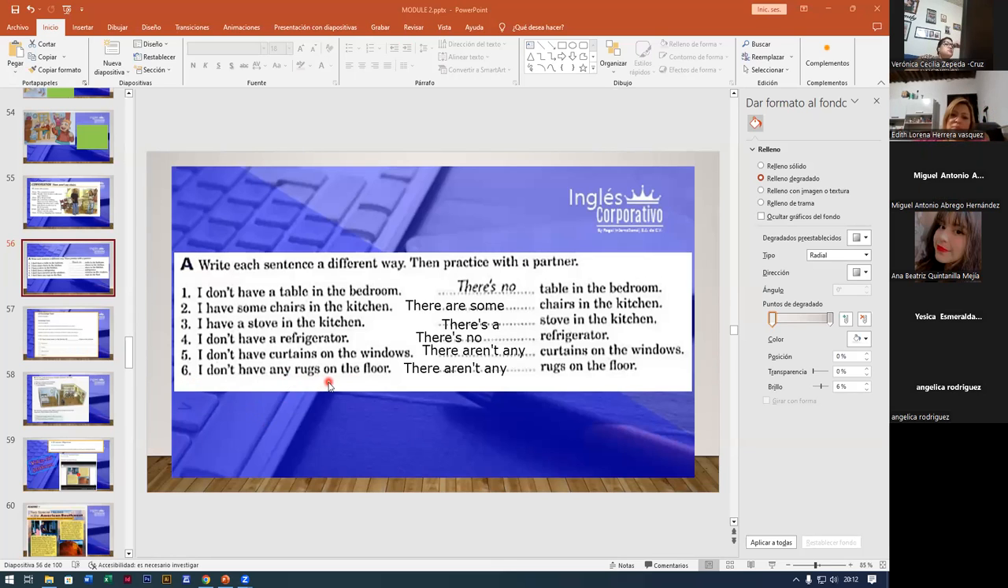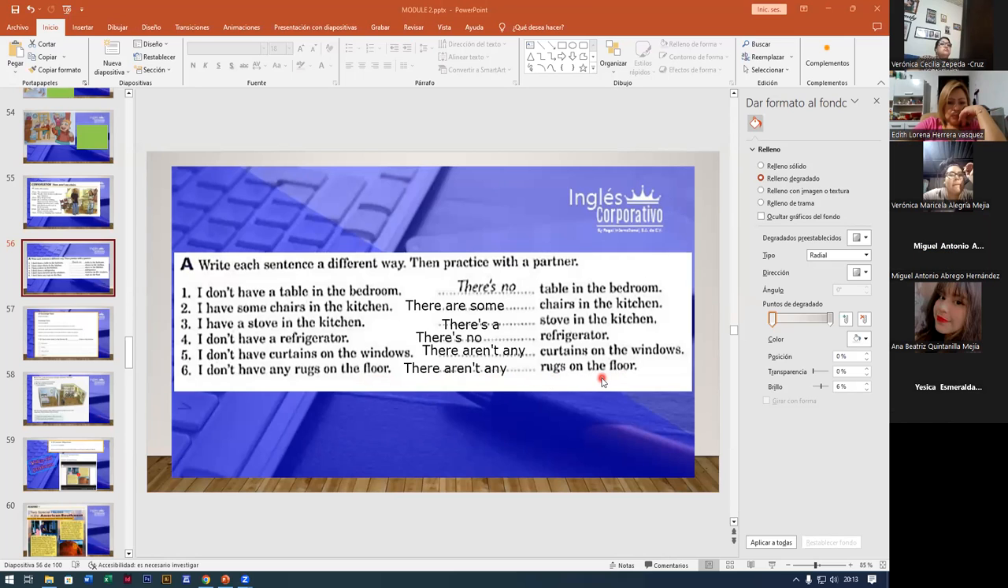Let's read this part, please. Number six. I don't have any rugs on the floor. Oscar, are you there? Sí. Yes. Mm-hmm. Let's read it, please. Number six. I don't have any rugs on the floor. On the floor. Floor, like with O. Floor. With O, con la O. Floor. That's right. Good one. So what is the other option that we have? There aren't any rugs on the floor. Let's read the other part. Oscar? The next part. There aren't any rugs on the floor. Very good job. Nice one, guys.